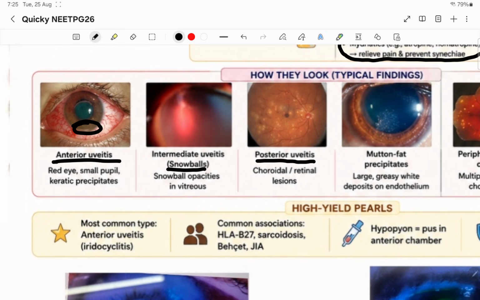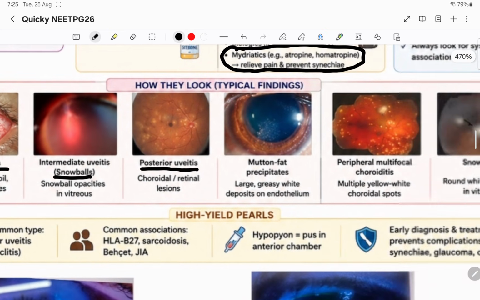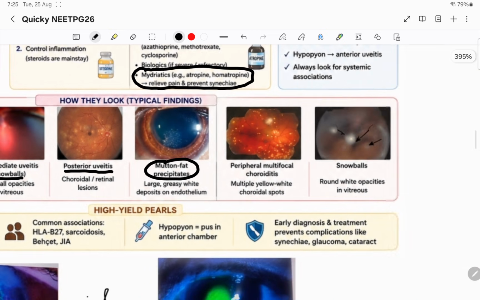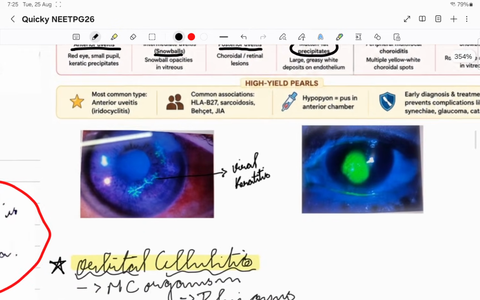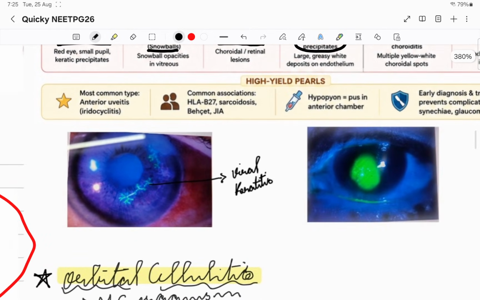Posterior uveitis, I told you, right? The posterior chamber will be affected. That is how we'll see the choroid and retinal lesions. Mutton fat precipitates might be there. So these are certain things that you should be aware of. Then coming to some of the important images: with respect to the immunofluorescence that they give, if you see this thunder-like appearance, it is going to be viral keratitis. Please remember that.